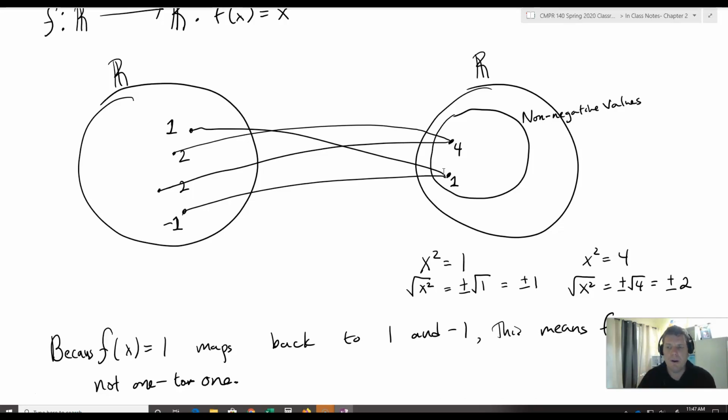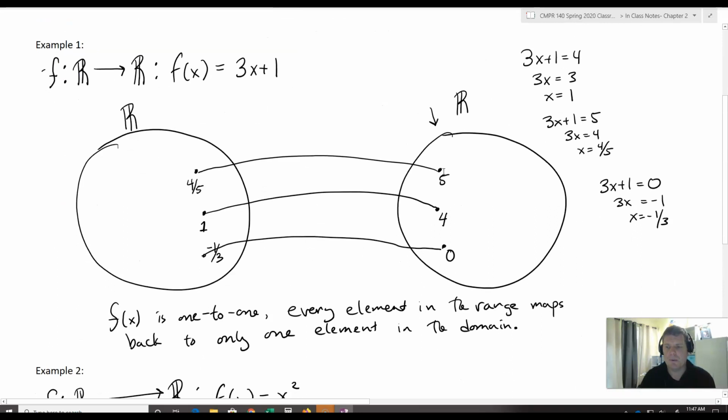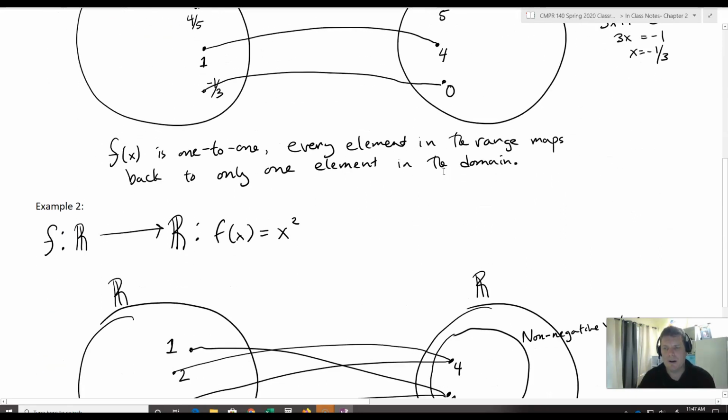And if we have a one-to-one function, we say that that function is injective. So in the first case, for our first example, 3x plus 1 is in fact injective, but f of x equals x squared is not. And that completes the lesson on one-to-one.